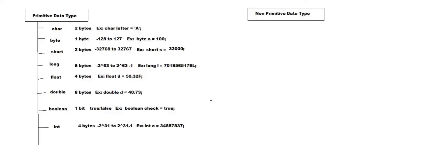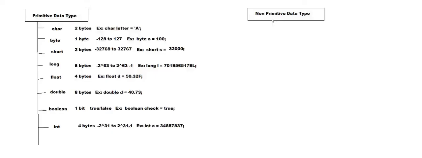Non-primitive data types are the data types which are created by the programmers based on the project needs. These are not the Java keywords, and a non-primitive data type does not describe the size or memory. We define a non-primitive data type in the form of a class. Okay, so there are some non-primitive data types.